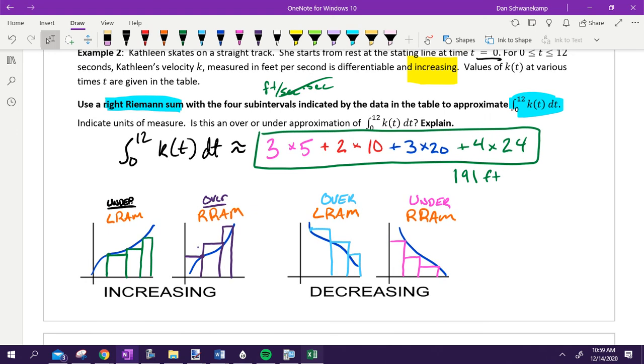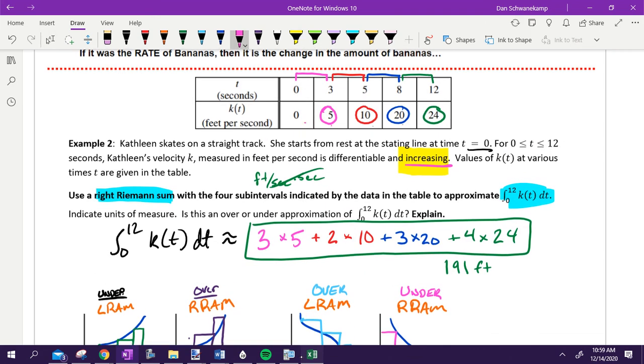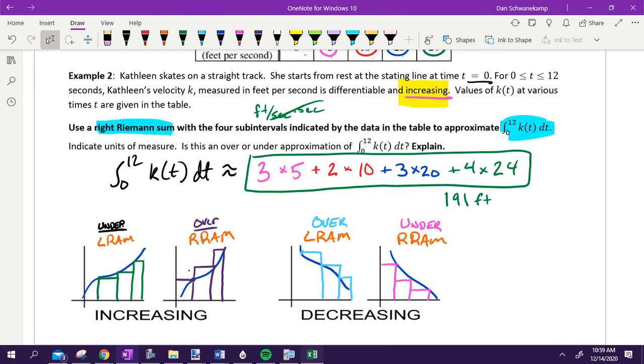So going back to this question right here. My function is increasing. Look at all these numbers. It goes from 0 to 5 to 10 to 20 to 24. Oh yeah, it's increasing. And I used right RAM. Thumbs up if this is going to be an over approximation. Thumbs down if it's going to be an under approximation. I'm increasing, and I used RRAM. Is it over or under? Over. It's increasing, we used right RAM, it's over. So right here we're going to say it's an over approximation.